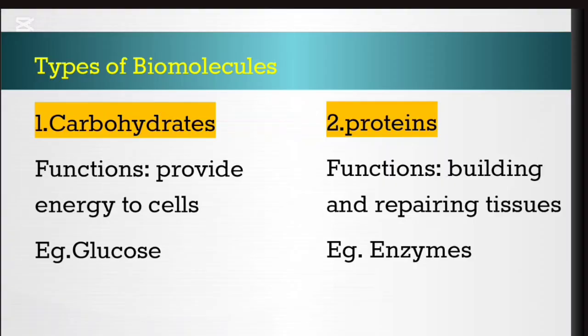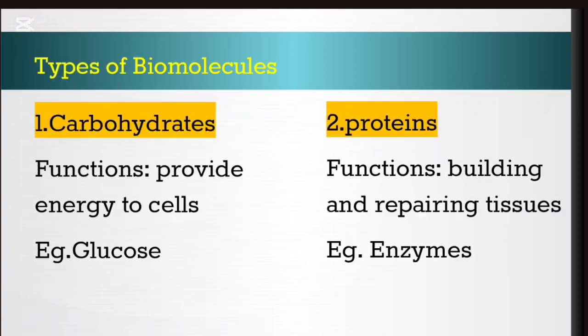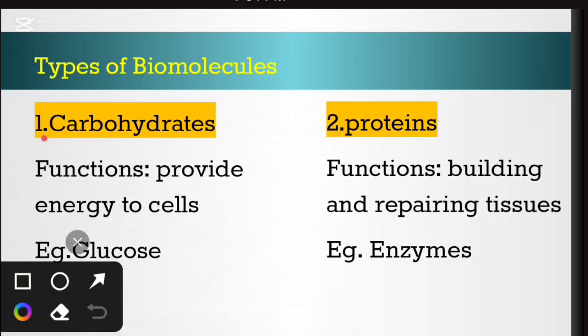The types of biomolecules. We have four types of biomolecules: carbohydrates, proteins, lipids, and nucleic acids. They are important for our life. How many types of biomolecules are there? There are four types of biomolecules. The first we have is carbohydrates.